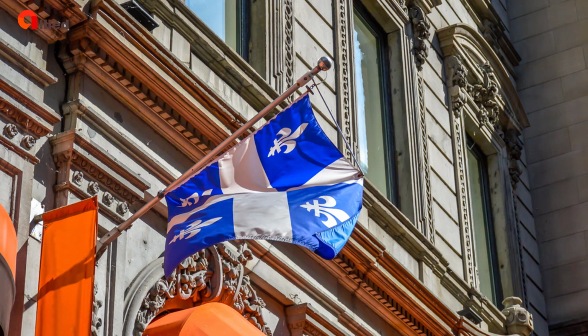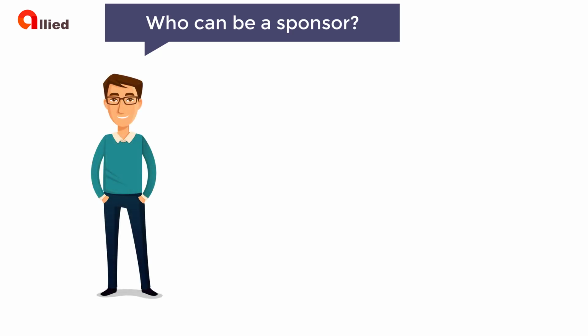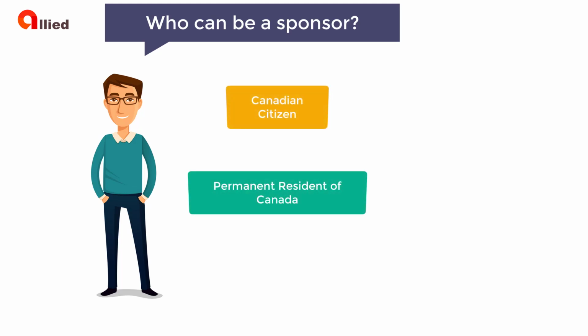Please note that the requirements and procedures for residents of Quebec are slightly different. The province of Quebec has its own immigration rules. Who can be a sponsor? You can sponsor your spouse or partner if you're a Canadian citizen or a permanent resident of Canada, and you are 18 years or older.